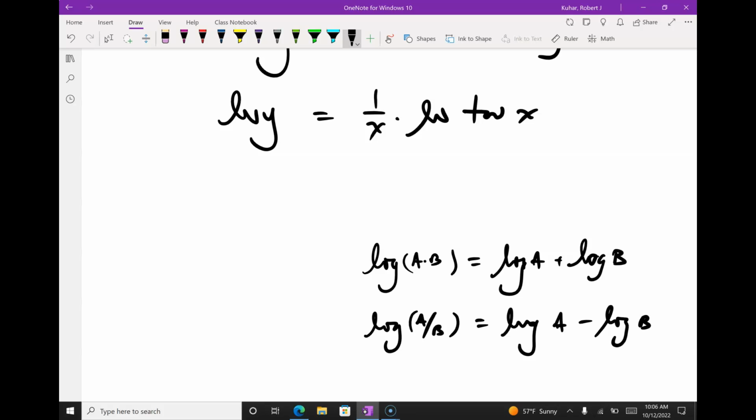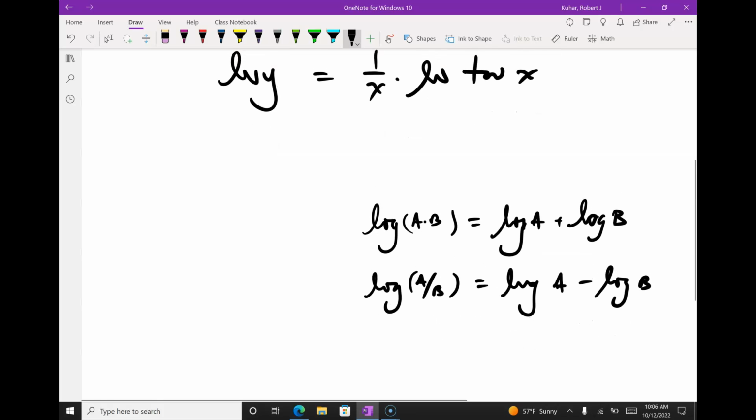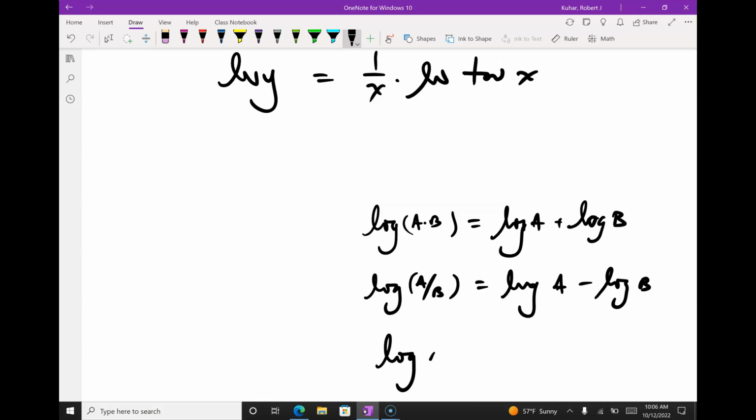And the thought here is you're saying, oh, when I'm multiplying like bases, I add exponents. When I'm dividing like bases, I subtract exponents. And the last one is log of a to the n is n times log of a.